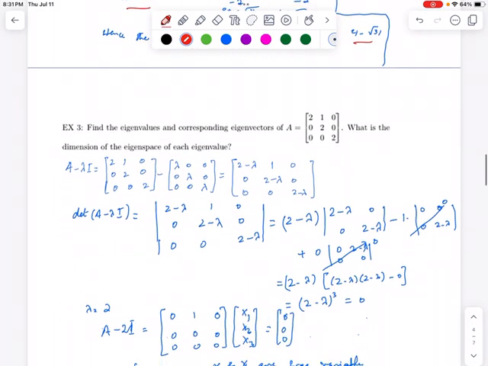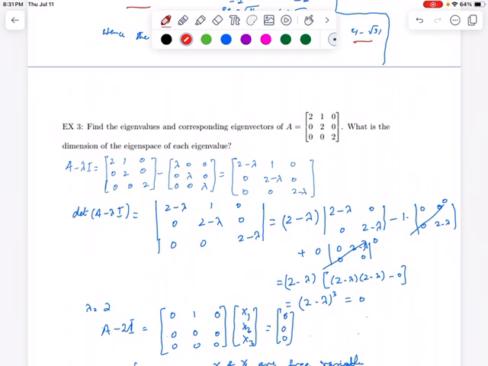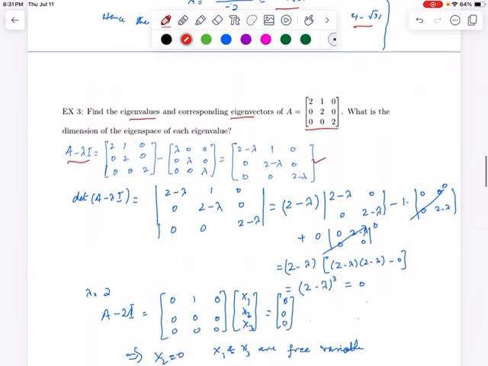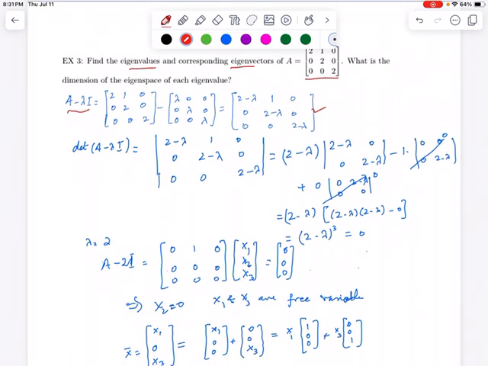Okay, example 3, find the eigenvalues and corresponding eigenvectors. So we have to find both eigenvalues and eigenvectors, but from the work you can see this is not that bad, because there are a bunch of zeros in the matrix, so it makes things less complicated. Anyhow, we start again with A minus lambda I, which leads us to this, and then we find the determinant, which is pretty simple. It's just 2 minus lambda whole cubed, which means that lambda is equal to 2.